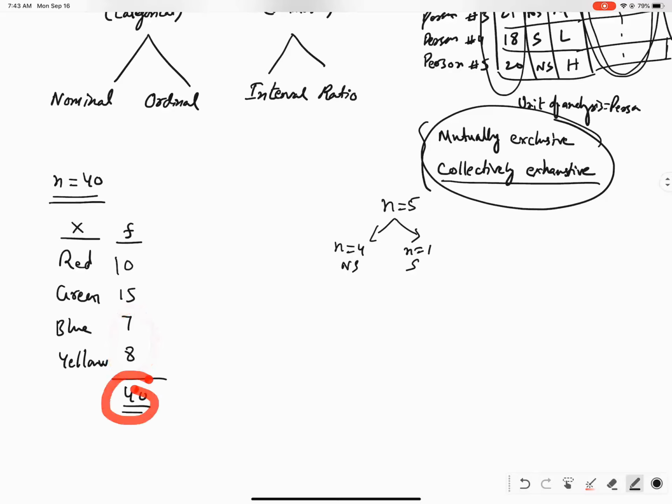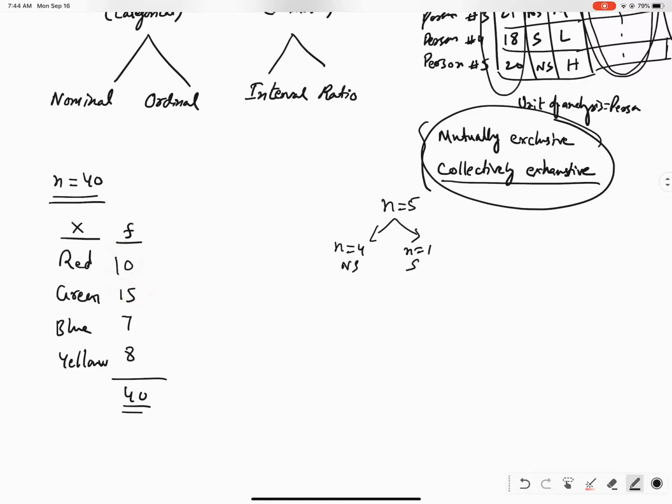We asked them, which of the four colors, red, green, blue, yellow, do you like the most? And some individuals said they like red, some said they like green, other individuals like blue or yellow, for a total of 40 individuals. So we have complete information. Everybody gave us an answer.